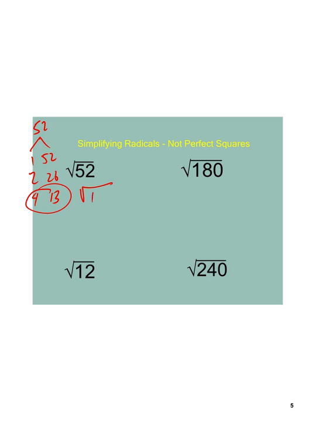So we are going to rewrite this as 4 times 13, which is root 4 times root 13. So the best we can do here is 2 root 13.